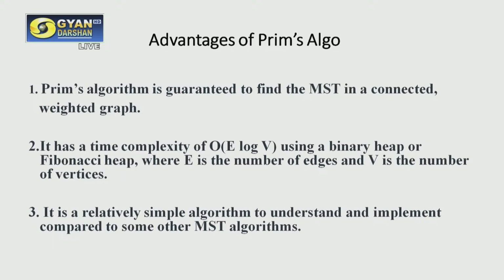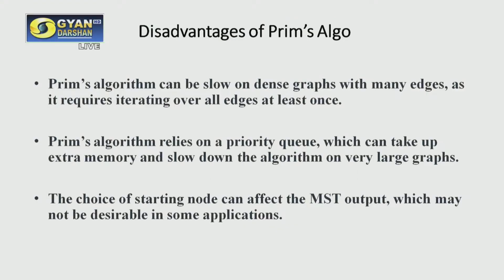Also its time complexity, as we have seen, is order of E log V using a binary heap or Fibonacci heap, where E is the number of edges and V is the number of vertices. And this is a relatively simple algorithm to understand and implement as compared to the other algorithm, Kruskal's algorithm. We will discuss that in the next lecture. But there are certain disadvantages of Prim's algorithm. So what are those disadvantages?